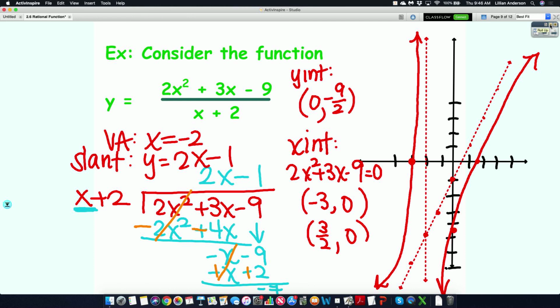Those are your more complex rational functions. Okay? Y'all are going to be dealing with all of them, okay? Not just your simple ones, but all of them.